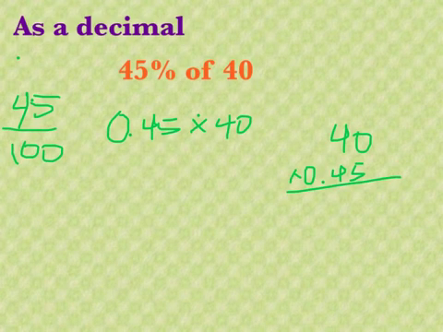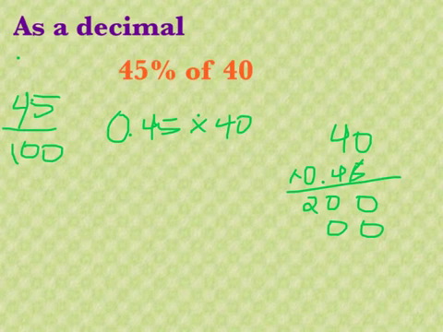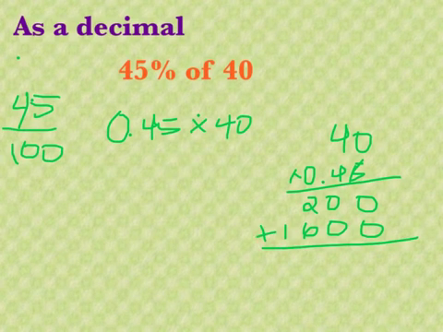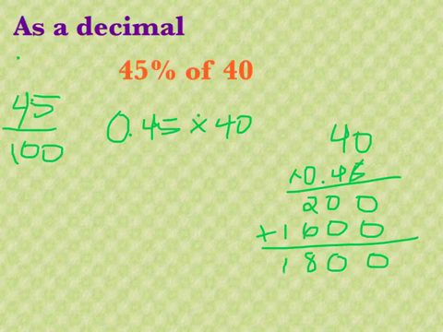So 5 times 0 is 0. 5 times 4 is 20. Scoot over a number, so I put a 0. 4 times 0 is 0. 4 times 4 is 16. Now I add them together. 0 plus 0, 0 plus 0. 2 plus 6 is 8, and then a 1.